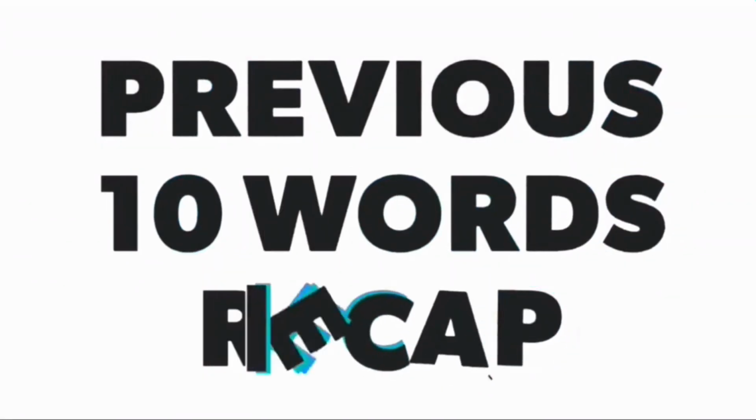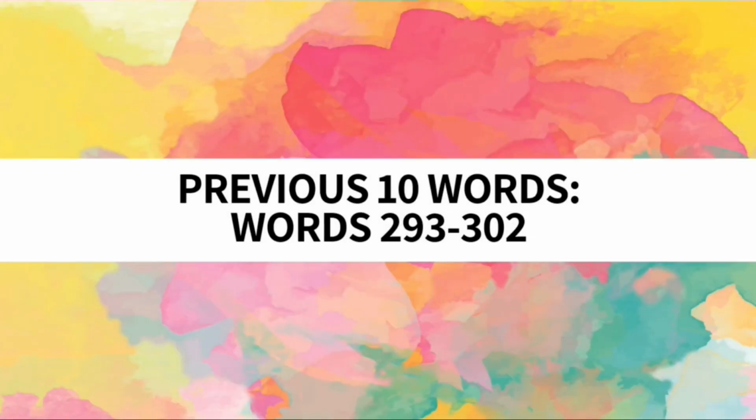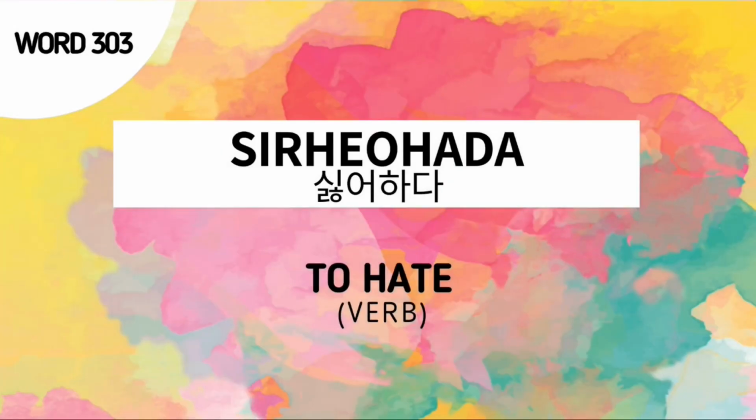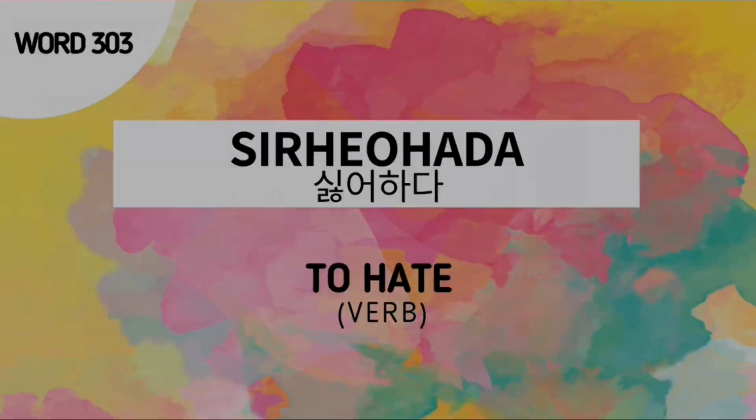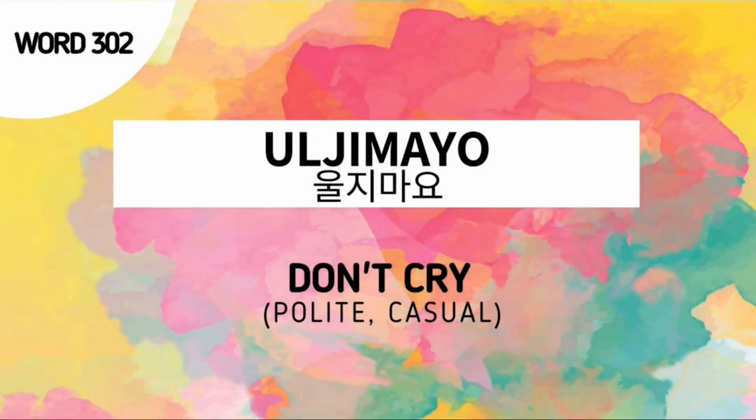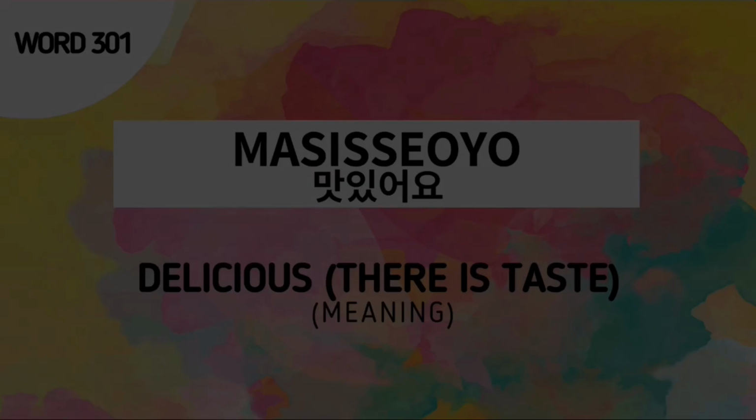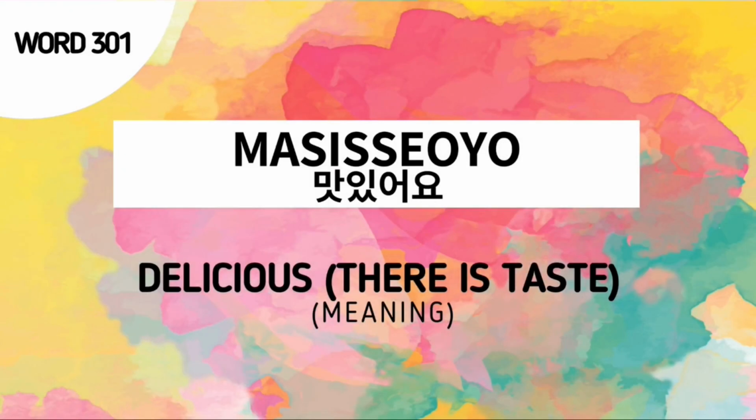Now let's proceed to our previous 10 words recap. As of now, our previous 10 words are words number 293 to 302. But don't forget our word for today, word number 303, 싫어하다, which means to hate. The first word for our review is 울지마요, which means don't cry. The next word for our review is 맛있어요, which means delicious.